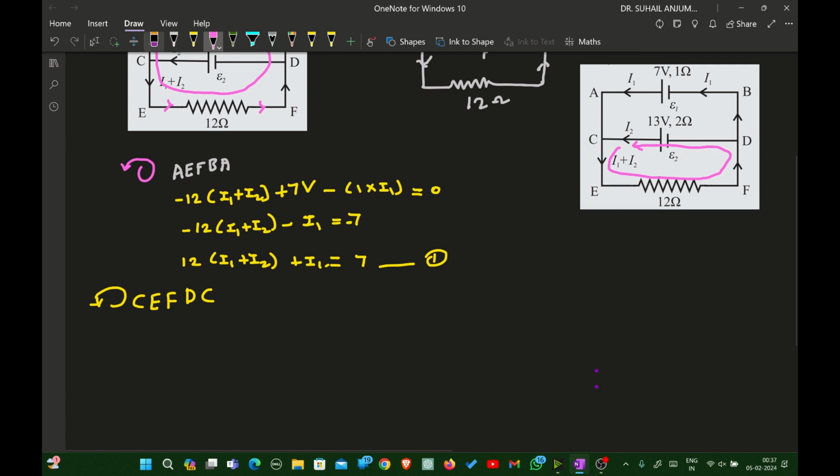For this particular loop, we have to again apply Kirchhoff's voltage law. From C, I will start. Now there is I1 plus I2 current flowing through this 12 ohm resistance. The direction of current and the direction of loop are parallel, so the voltage drop will be negative. So it will be minus 12 multiplied by I1 plus I2.